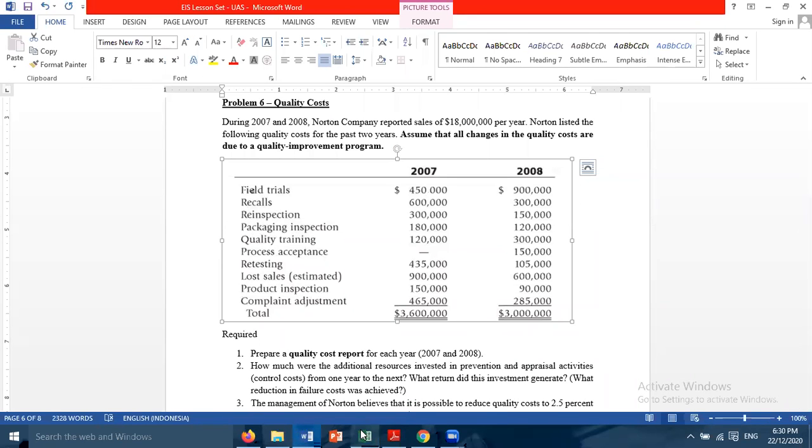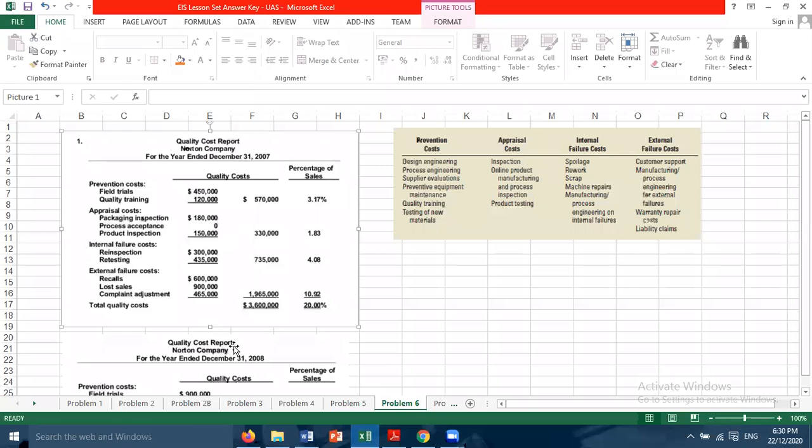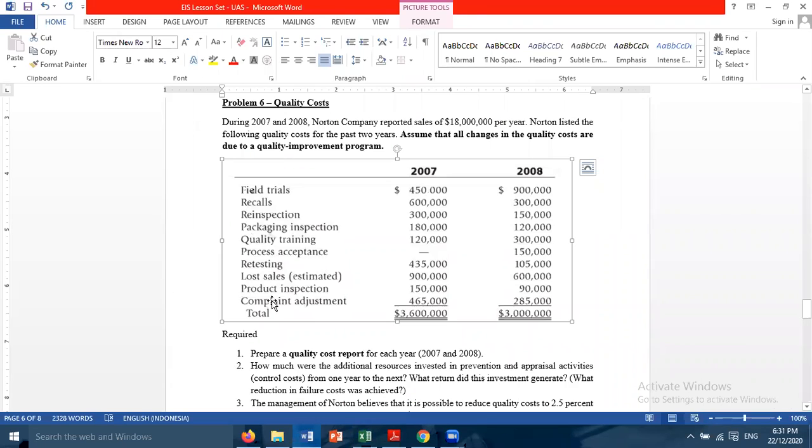Then the reinspection occurs if there's, let's say, a defect and we need to inspect it again. So reinspection is internal failure. Then we have packaging inspection. Packaging inspection is like a normal inspection except for packaging. So it's considered as appraisal cost.